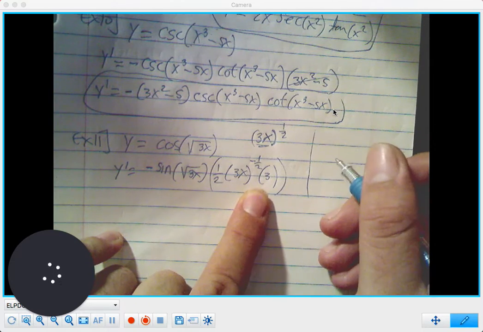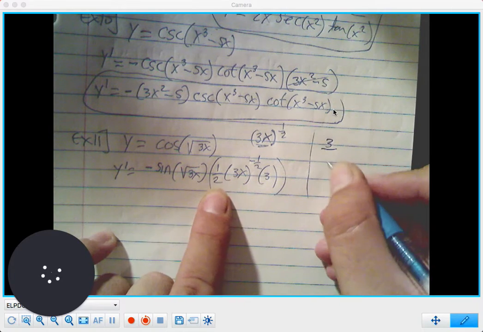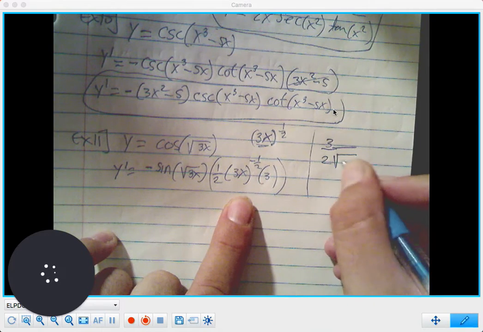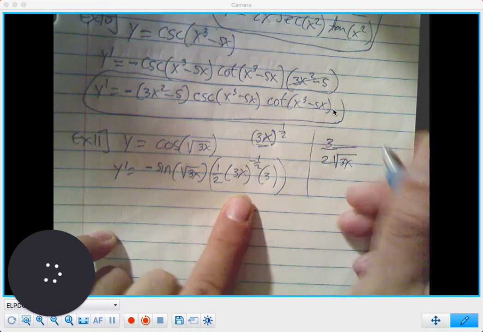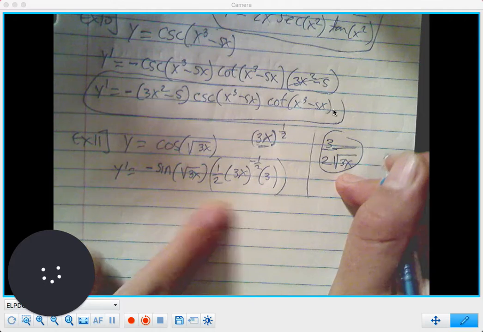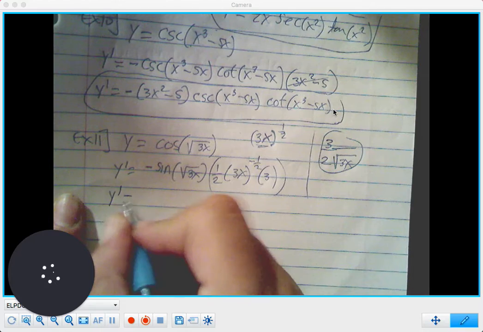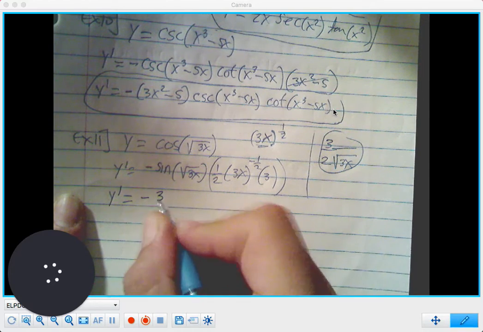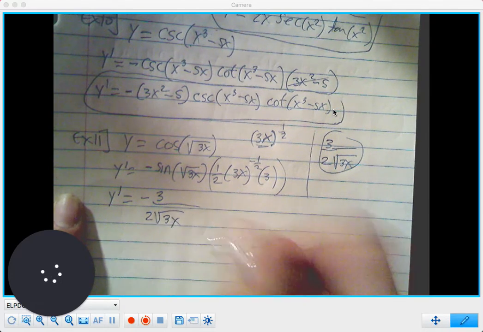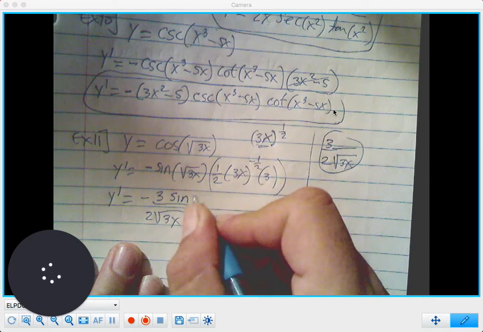Look, this 3 goes at the top to multiply the 1. So you got 3 over 2. This goes to the bottom because it's a negative 1/2. And you can bring back the radical sign. Okay, so now this simplified. So this goes to the front, but you have a negative. So put it in front of the 3. So y prime is equal to negative 3 over 2 square root of 3x, and then, oh, and the sine goes at the top, sine, and then square root of 3x.